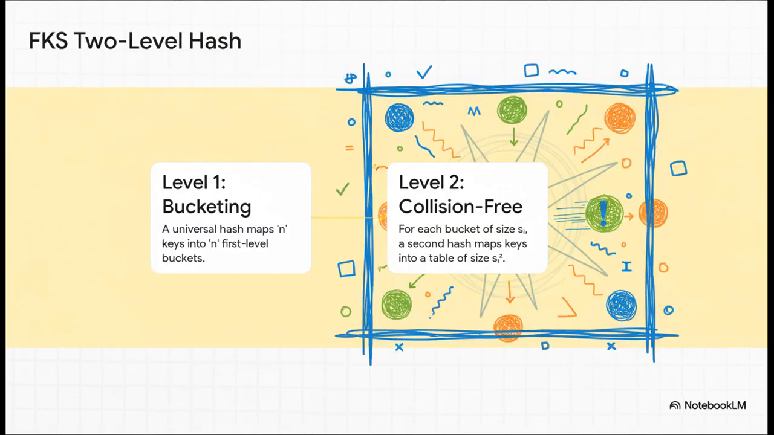This two-step process is known as the FKS algorithm, and the real magic is in that second level. By sizing that second level table to be the square of the number of items in the bucket, you create so much extra room that the chances of another collision just plummet. It becomes statistically super easy to find a hash function that maps every item to its own spot, totally collision-free.